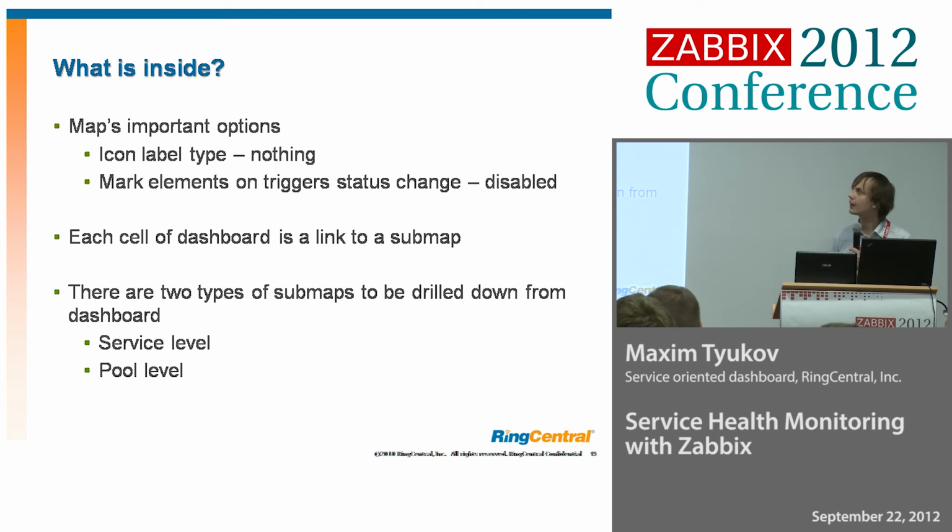What is inside? Two important options. Icon label type is nothing, because we don't want to see labels on this map. We already have them on our icons, OK and problem. And another one, mark elements on trigger status change, should be disabled, because it's not convenient to see arrows when something changes. It's just for convenience. Each cell of the grid is linked to a submap. And there are 2 drill-down submaps under the dashboard: service level and pool level.